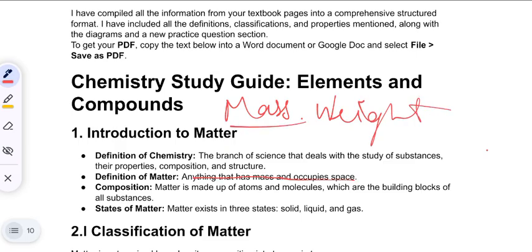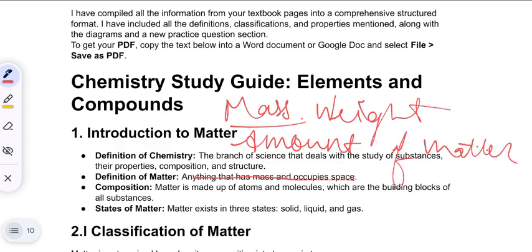See, mass is the amount of matter in an object. Weight is the force exerted on an object by gravity. It is a force which is exerted by gravity on an object. That is called its weight. Understood? How can you find weight? There is a formula: weight equals m into g.